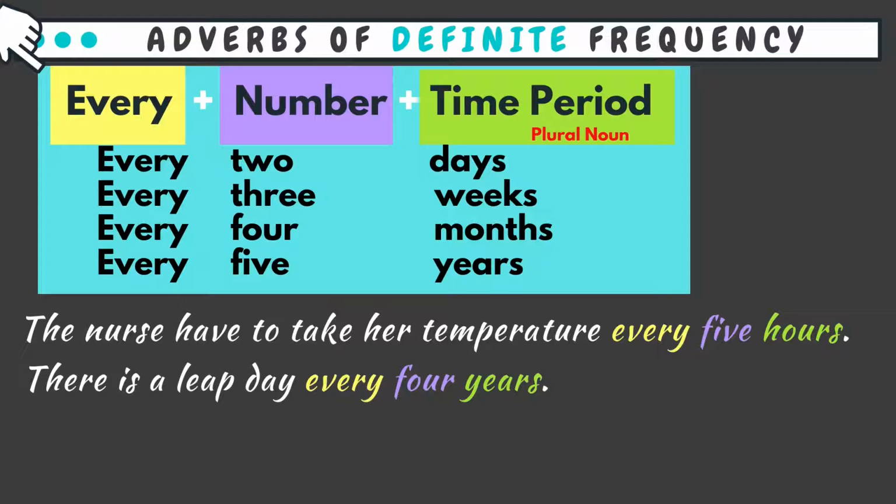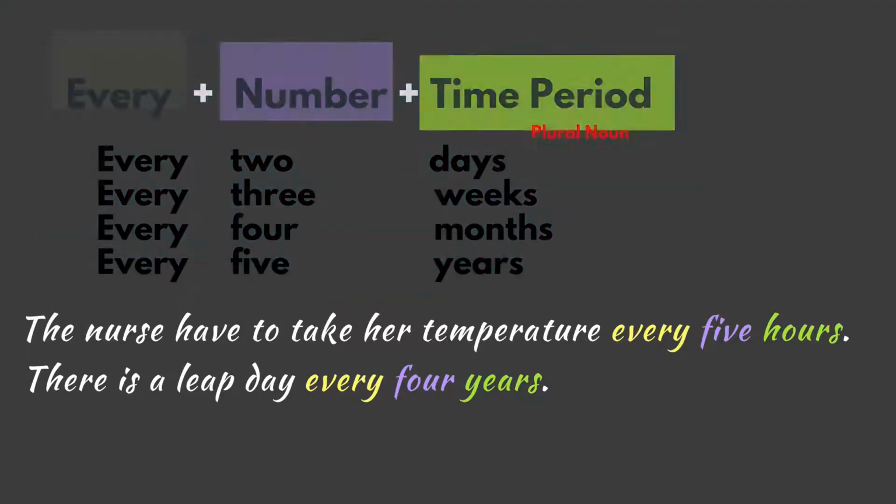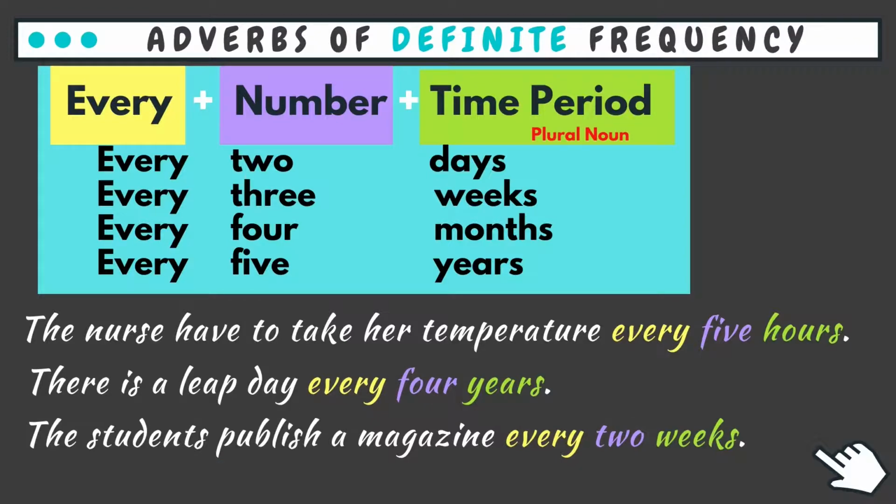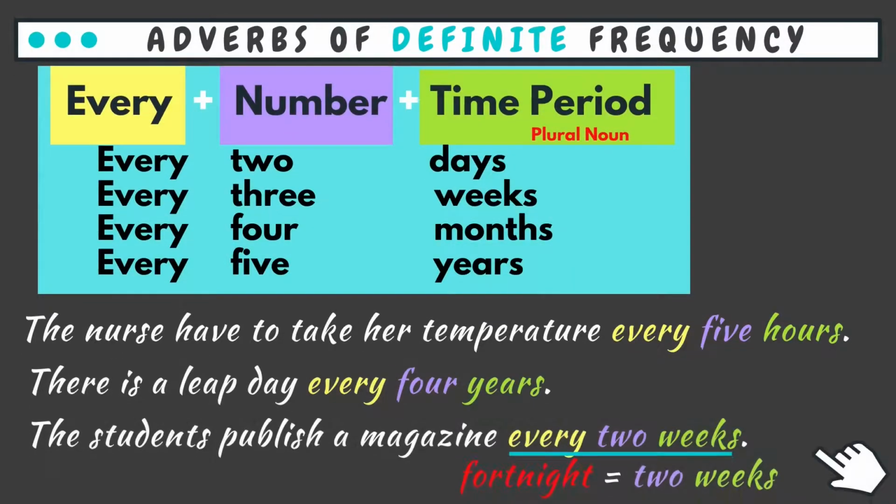There is a leap day every 4 years. February 29th is the leap day. The students publish a magazine every 2 weeks. The British people say fortnight instead of 2 weeks. Fortnight is 15 days.